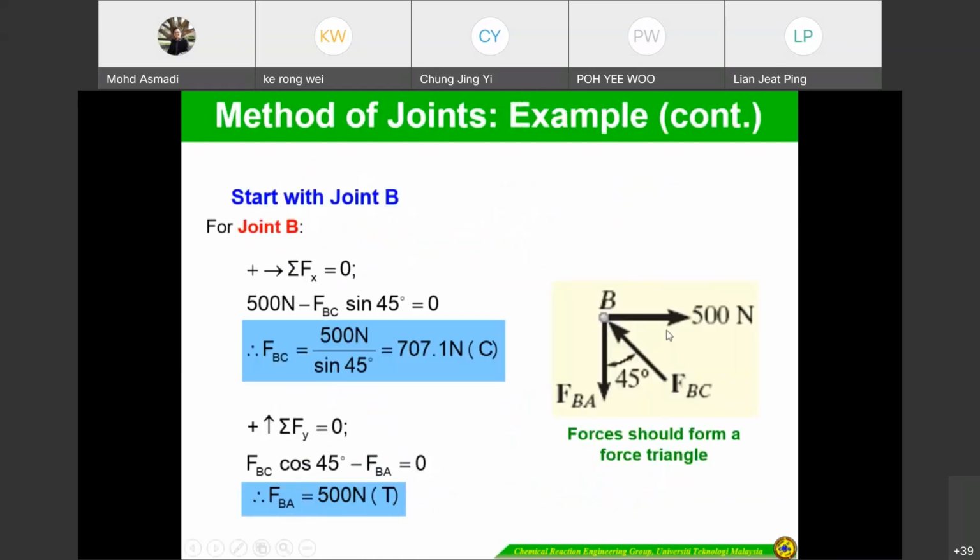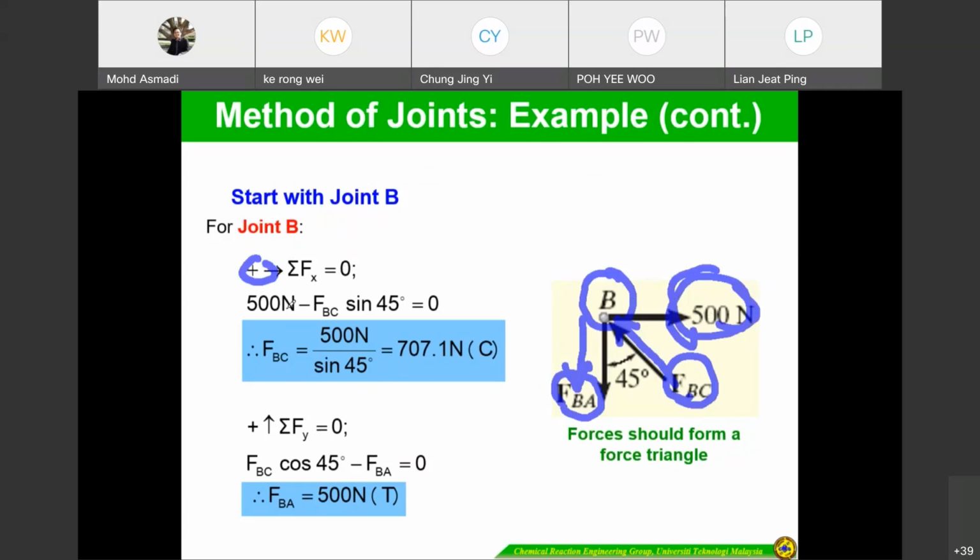Similarly, you have to draw the free body diagram based on your sense, the correct sense. This one is to this direction. So just denote FBA, FBC, and 500 newtons at the point B. Use the total Fx and total Fy, which are the equations of equilibrium. Since we define the right direction as positive for total Fx, just add 500, minus, because this one you have to resolve to this side.